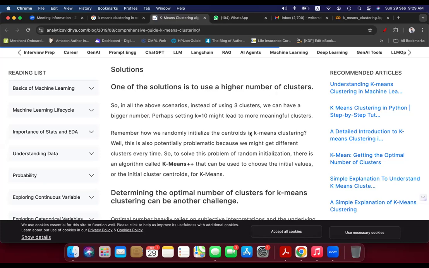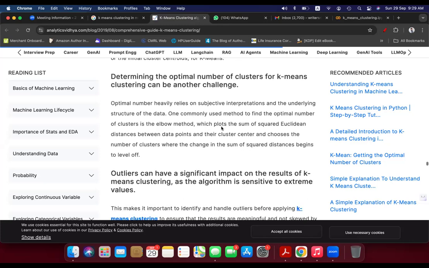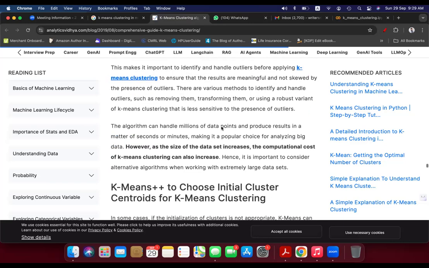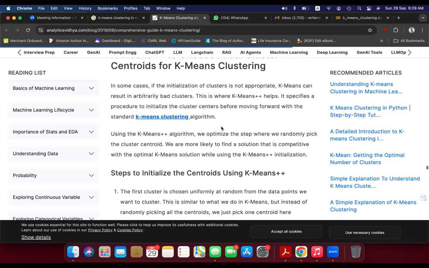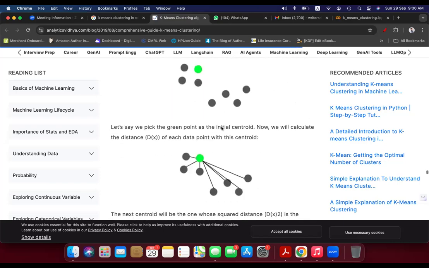Higher number of clusters. This is k-means++. That is an algorithm that can be used to choose the initial values or the initial clusters and parts for k-means. Okay. Here, I want to show you how the elbow methodology works.